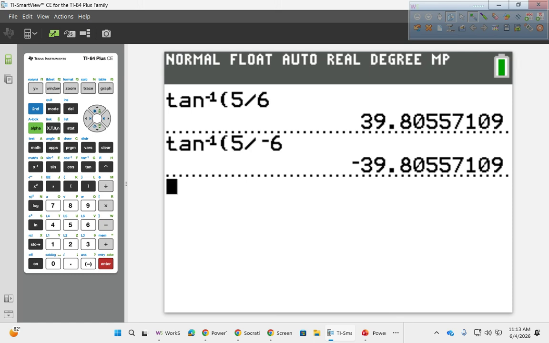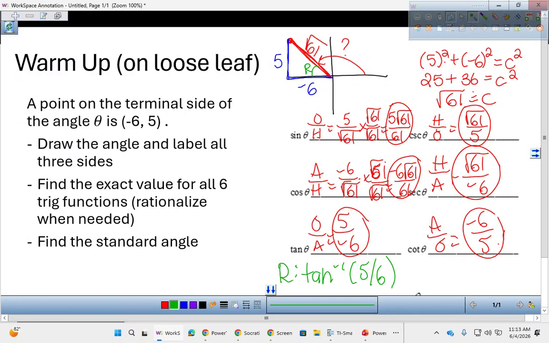We're not working with a negative reference angle, right? So I just like ignoring the negative sign. The reference angle is 39.80. That's not the answer though. That's just the reference angle.